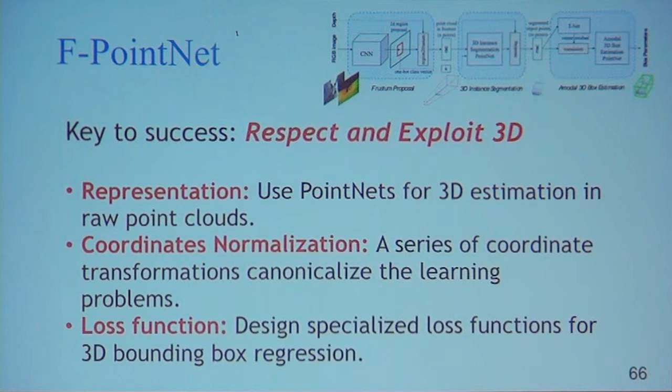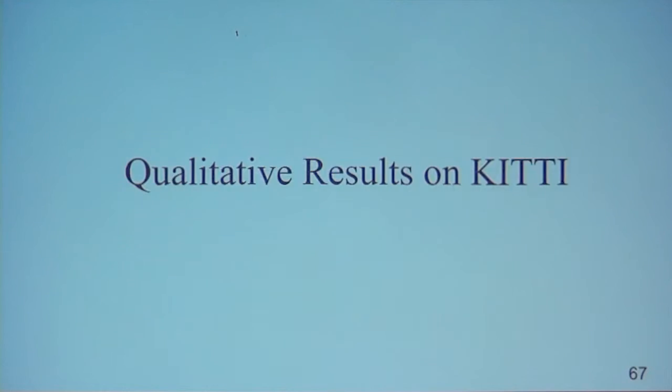I'd like to emphasize why this performs very well. Number one, you don't lose the 3D shape information by doing quantization and projection; you directly operate on the raw point cloud. There is also a series of coordinate transforms, which I didn't go into detail on, that make it easy for the network to learn and canonicalize the learning problem. There are also some tricky loss functions to make the bounding box regression easier.